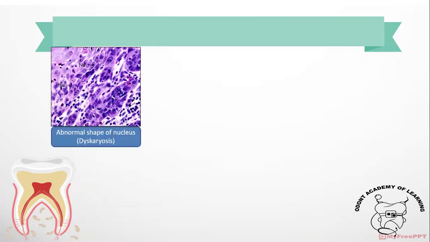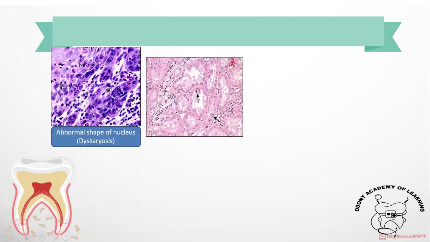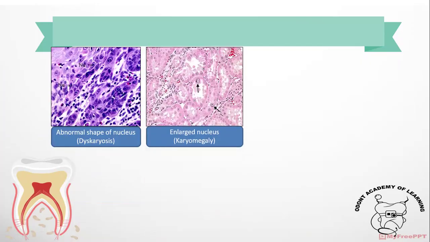We can see abnormal shape of the nucleus, which is called dyskeratosis. We can see this nucleus is abnormal in shape. All the nuclei at different parts of the epithelium are abnormal. That is called dyskaryosis. At some parts, the nucleus might be enlarged. Nucleus is enlarged. This is called karyomegaly.